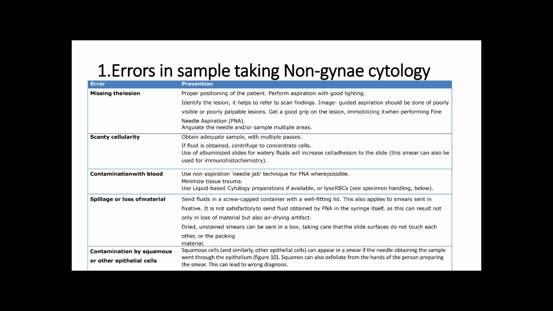So the next one is spillage or loss of material. Send the fluid in a screw cap container with a well fitting lid. This also applies to smears sent in fixative. It is not satisfactory to send fluid obtained by FNAC in the syringe itself, as this can result not only in loss of material but also air dry artifact. Dried unstained smears can be sent in a box, taking care that the slide surfaces do not touch each other or the packing material.